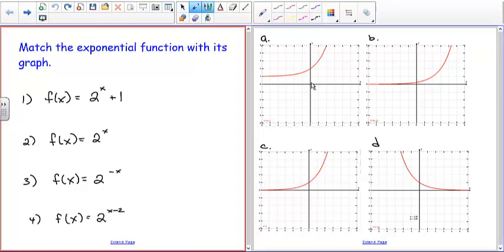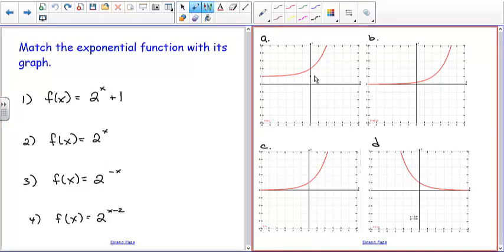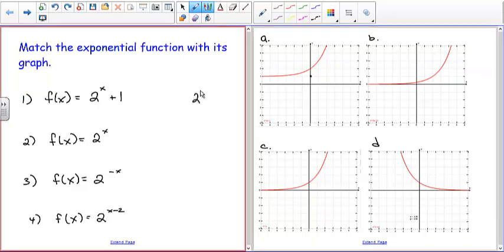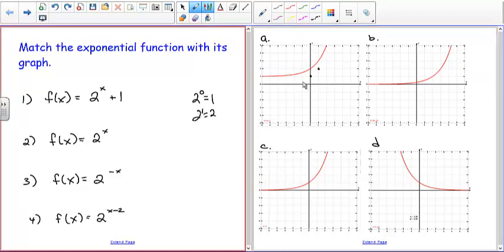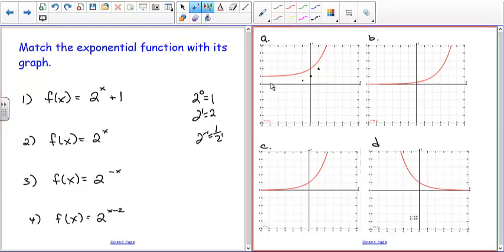And so if we were to draw that on, say, this graph A, 2 to the 0 is 1, so that goes right there. 2 to the first power is 2. And if you did 2 to the negative 1 power, that's 1 over 2 to the first power, which is a half. So this is what the parent function would look like.